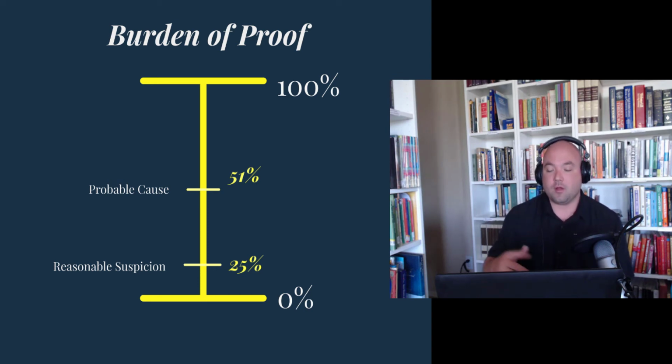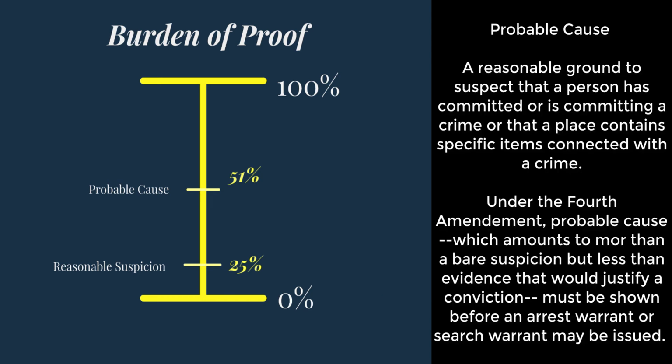Now, probable cause, as Black's Law defines it, is a reasonable ground to suspect that a person has committed or is committing a crime, or that a place contains a specific item connected with the crime. Now that's for search warrants. Under the Fourth Amendment, probable cause amounts to more than a bare suspicion, right? It's reasonable suspicion. So it amounts to more than a bare suspicion, but less than evidence that would justify a conviction. Must be shown before an arrest warrant or search warrant may be issued.